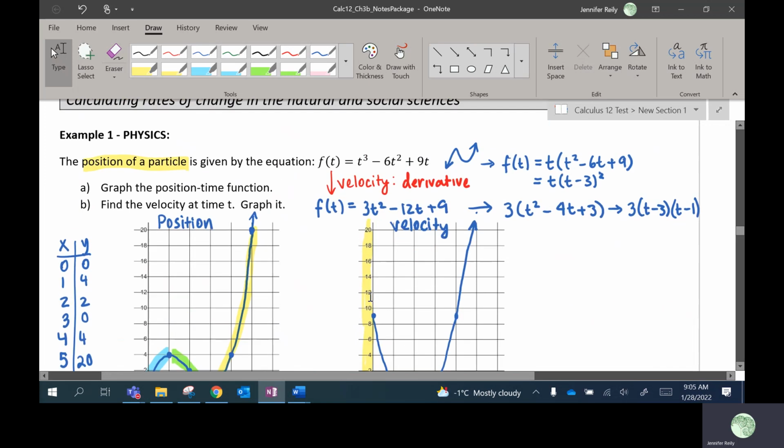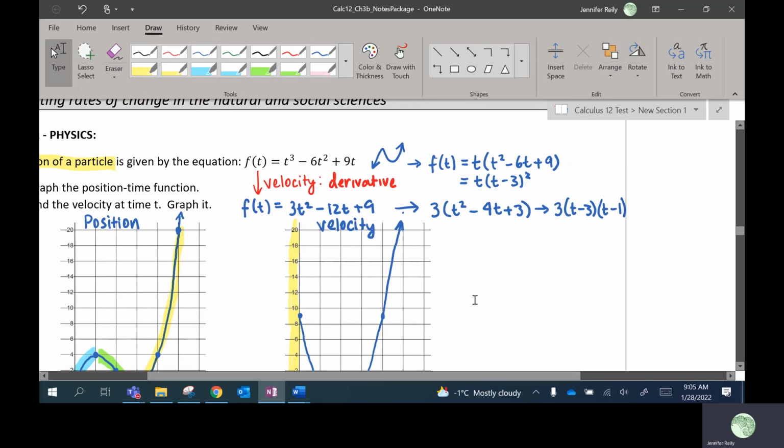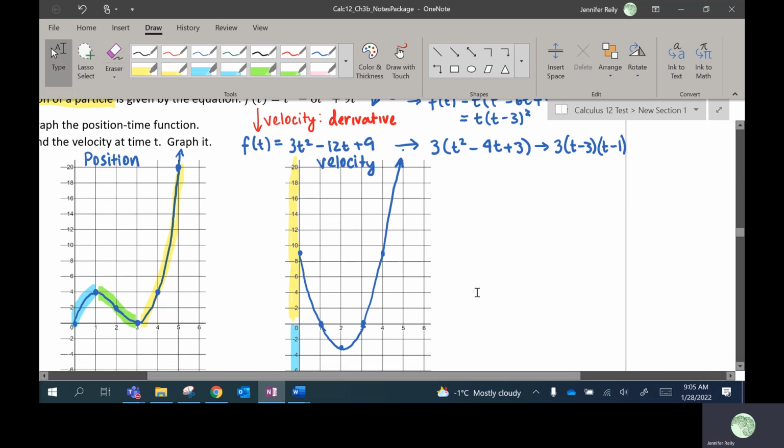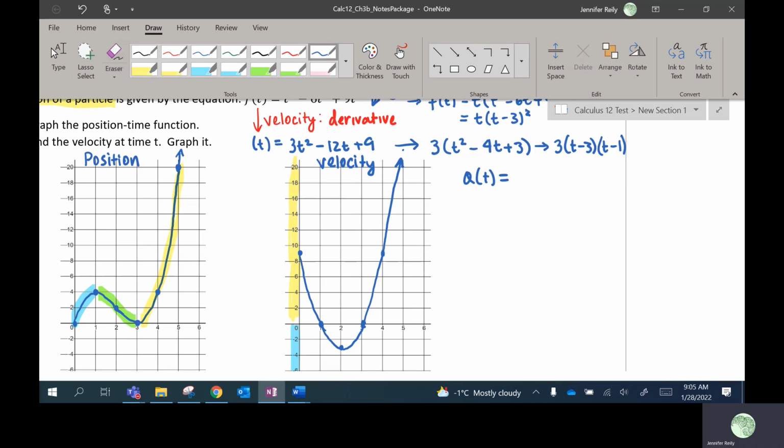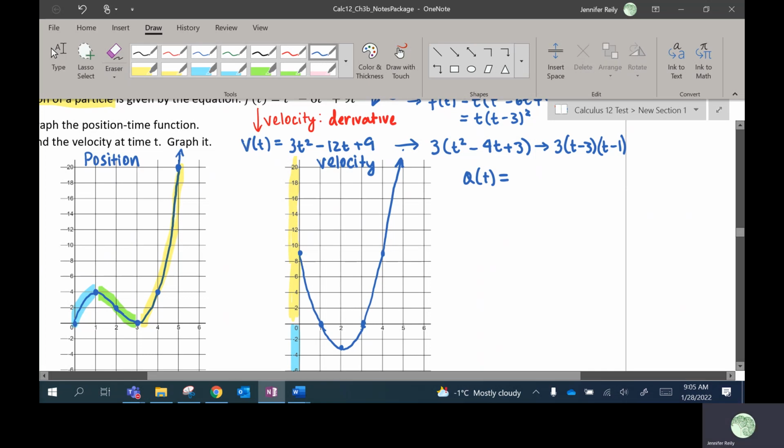The acceleration function is going to be the derivative of the velocity. So it's how fast the velocity is changing. I'm going to write it over here, and then we're going to look at it together with the other graphs. So acceleration, a of t, would be the derivative of the velocity. I'm just noticing a typo here. I should have written v of t here. There we go. A of t would be 6t minus 12.